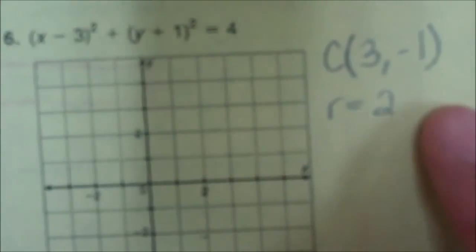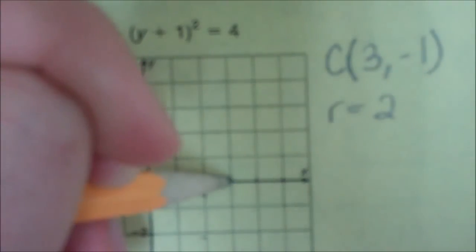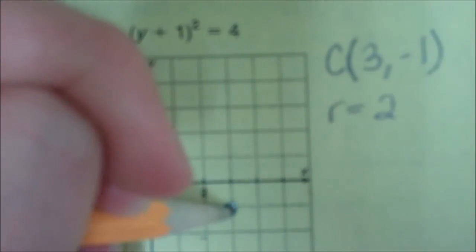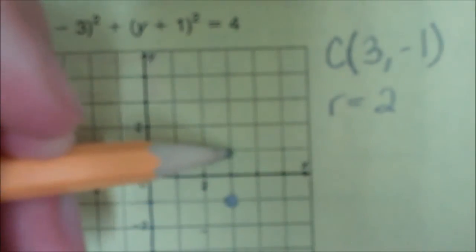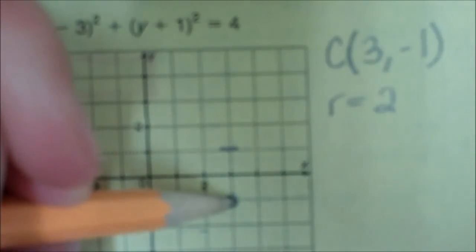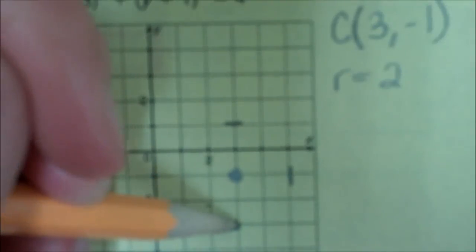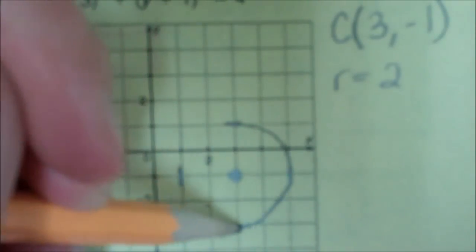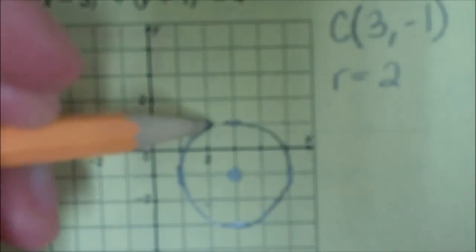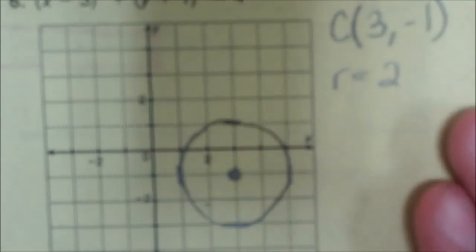And now we're going to plot this center, 3, negative 1. Go over 1, 2, 3, down 1. Plot your point. And then we're going to go a radius of 2. So we're going to go up 2, 1, 2, mark it. We're going to go to the right, 1, 2, mark it. We're going to go down, 1, 2, mark it. And to the left, 1, 2, mark it. And then we're going to connect the dots or dashes. And you have your circle. And that is section 11.7.